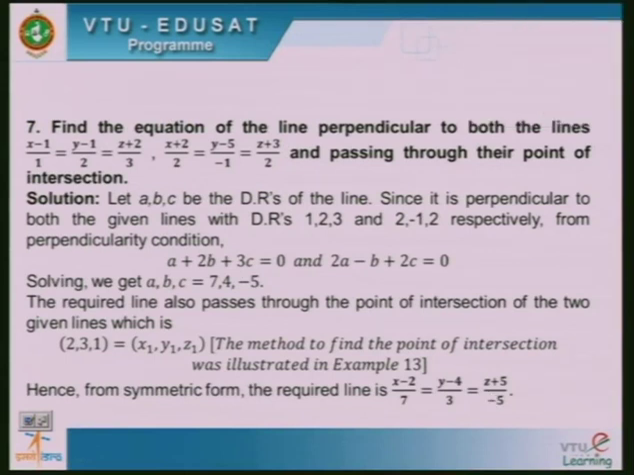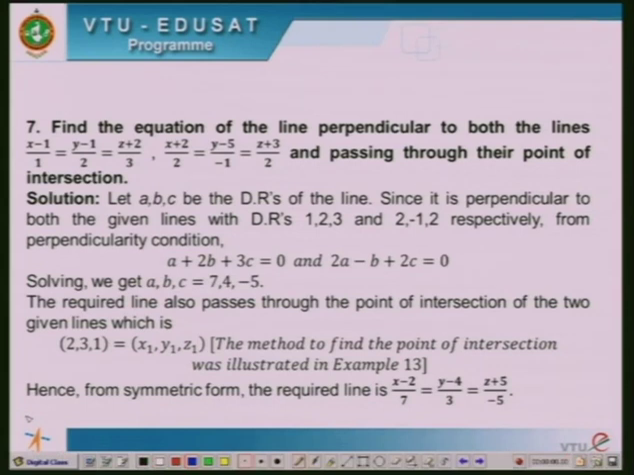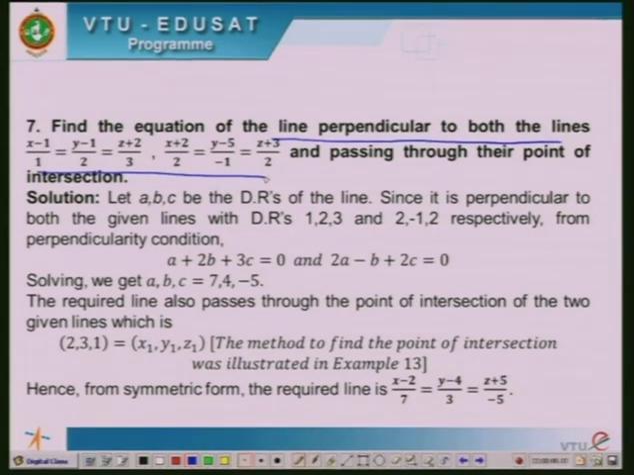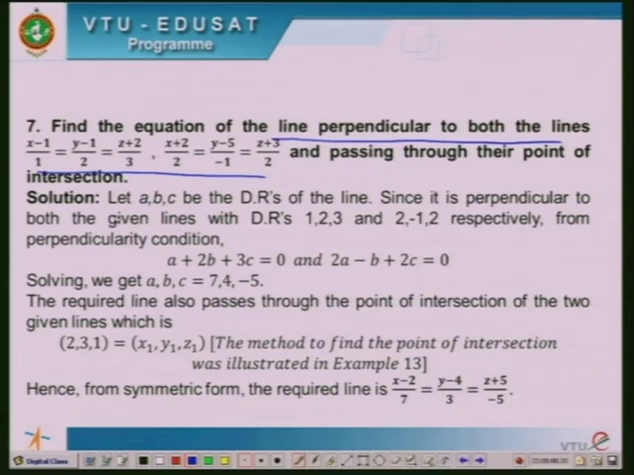Now, the next example is similar to the examples illustrated earlier. Find the equation of the line perpendicular to both these lines, passing through their point of intersection. So, you require only two components here. You can take the point of intersection as x1, y1, z1, and you can assume the ratios of the line as A, B, C.